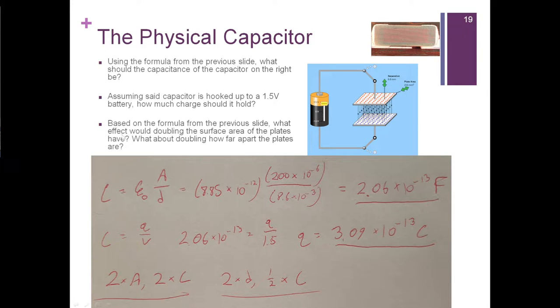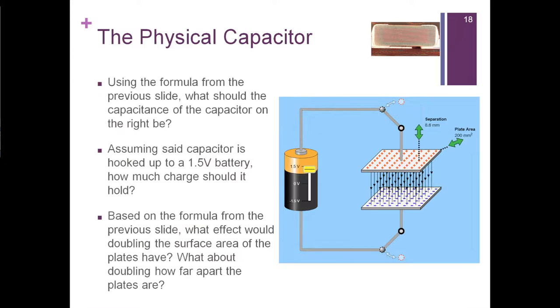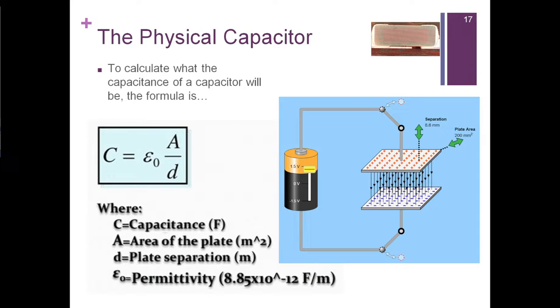Last little concept question asked here. Based on the formula, what effect would doubling the surface area of the plates have? Similarly, what effect would doubling the distance between the plates have? Looking at the formula, capacitance equals permittivity times surface area divided by distance.